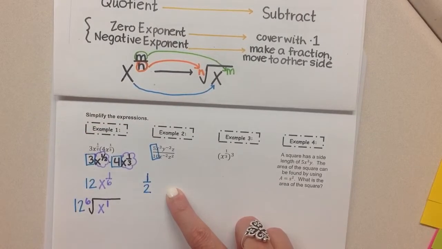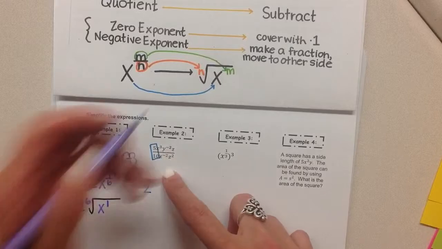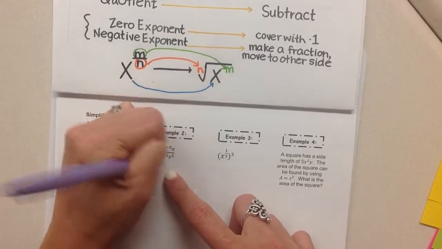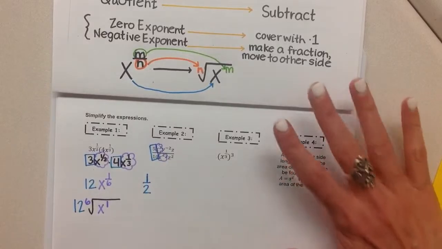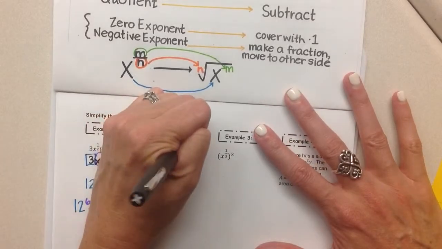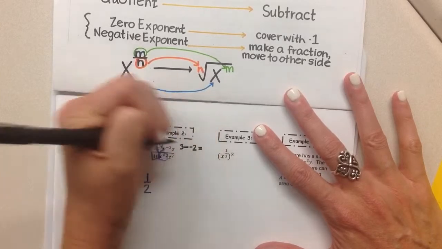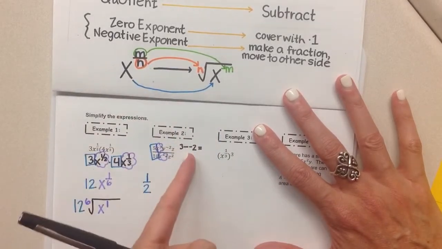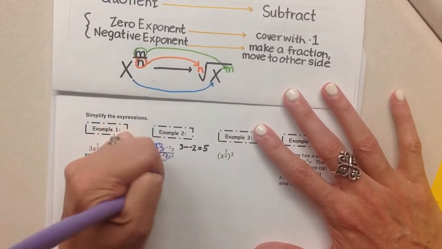All right, and so now I'm going to look at my bases. Okay, so I have a base of x in the numerator and a base of x in the denominator. So now I've got to subtract the exponent. So in my calculator, I'm going to do 3 minus a negative 2, which is going to be 5 because that's going to turn to addition, and 3 plus 2 is 5. So it's going to be x to the 5th power.